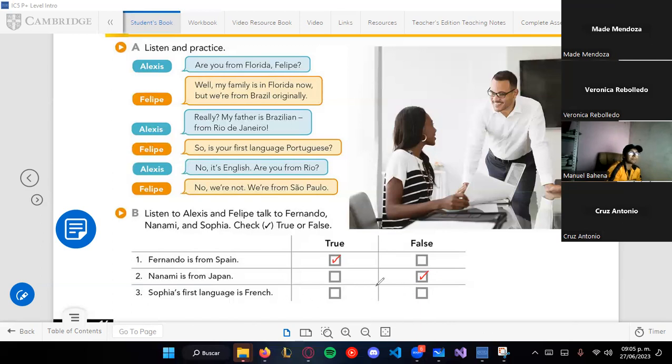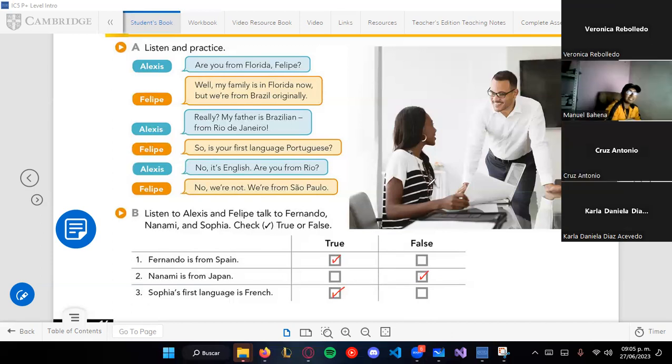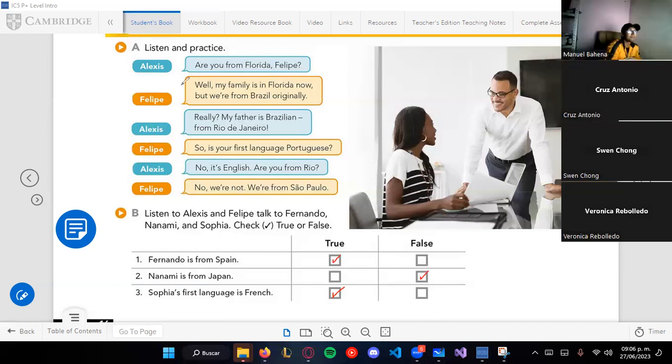Number three. It's true. Yes. Okay, perfect. Sofia's first language is indeed French. Es el francés. Perfect. All right. Got it? Any questions? ¿Alguna duda? ¿Alguna pregunta? No, teacher. No questions. Excellent. Let's continue then.